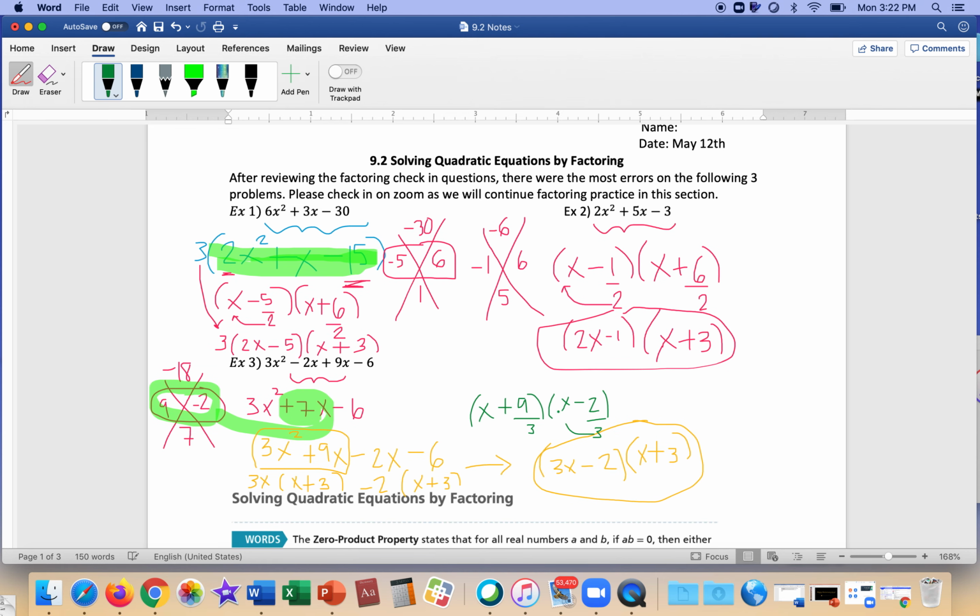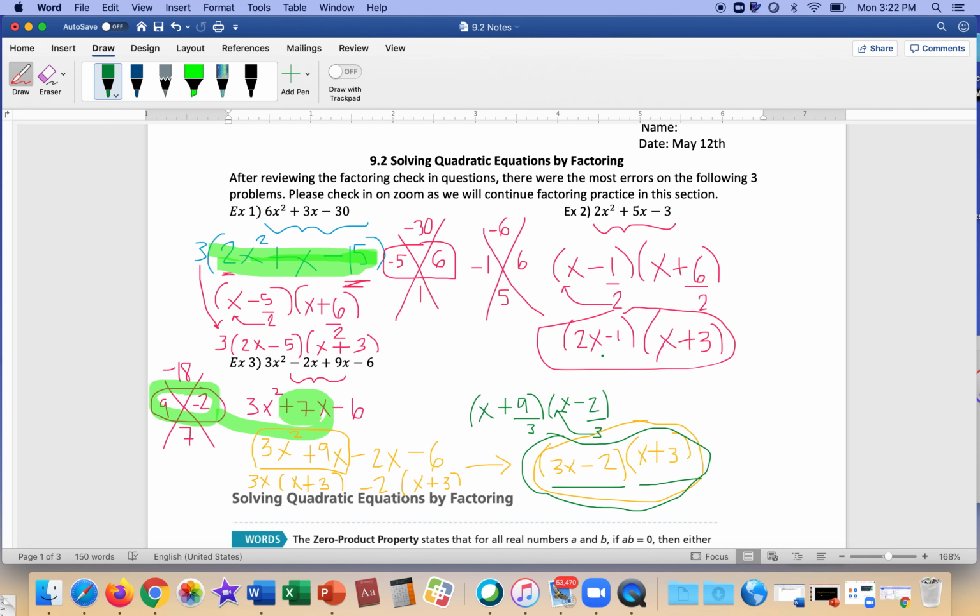So if you look over here, the 3 comes in front of the x, and that's why we get 3x minus 2. And over here, 9 over 3 becomes 3. So either method works. You can do grouping or the way that I like to do it. So 3x minus 2 times x plus 3 is the right answer. Okay, so let's move on.